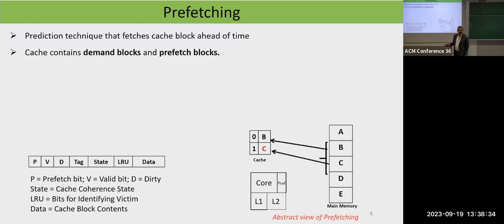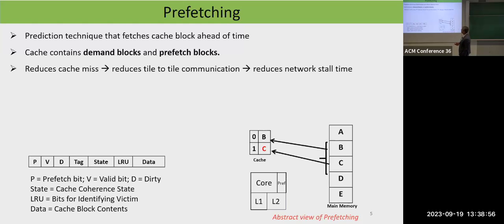And then when you work in a coherence enabled system, the cache block needs to have various states associated with it. So the state value is stored, and for replacement we use a few LRU bits, and then comes your actual data that is being stored. So in a prefetch enabled system, there is one more bit that will tell you whether the block is a demand block or a prefetch block. So the cache contains the demand block as well as the prefetch block.